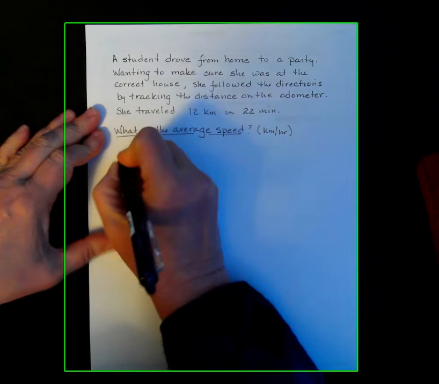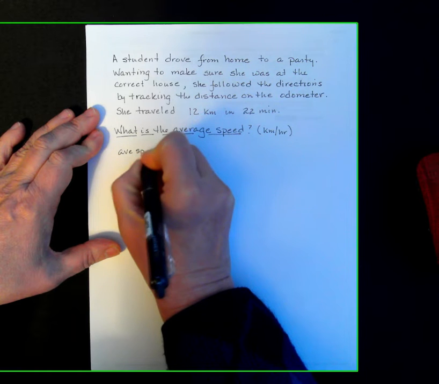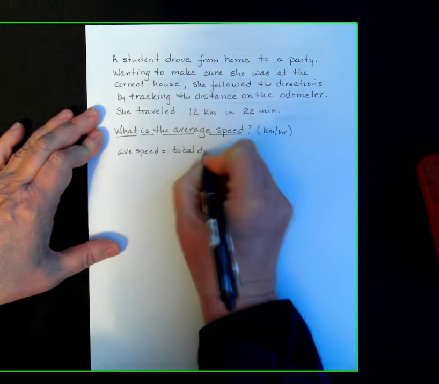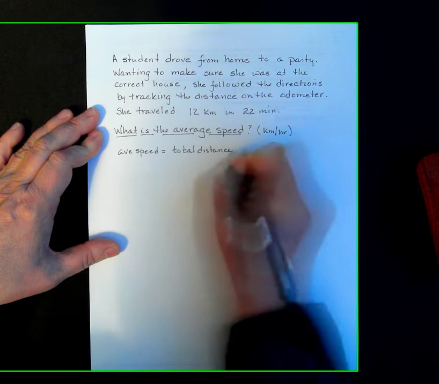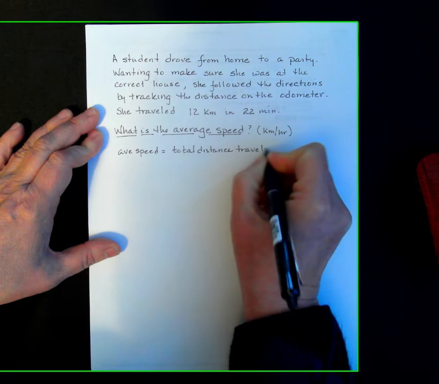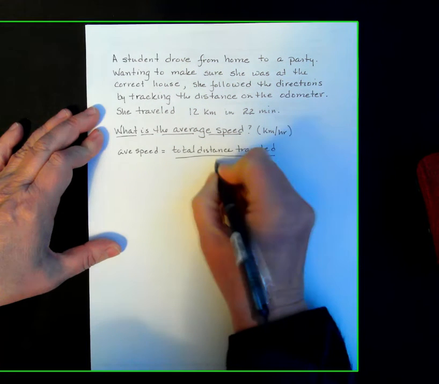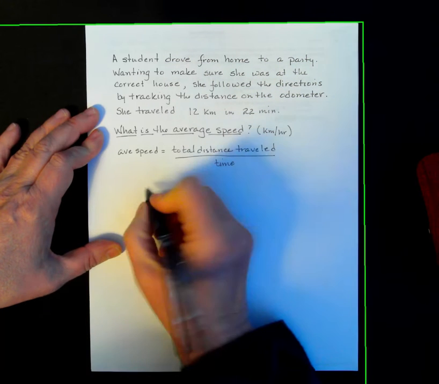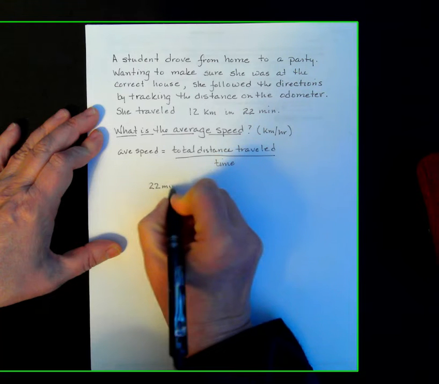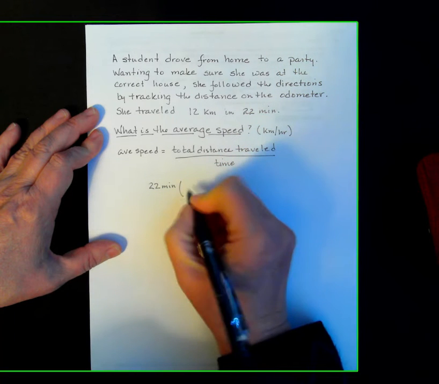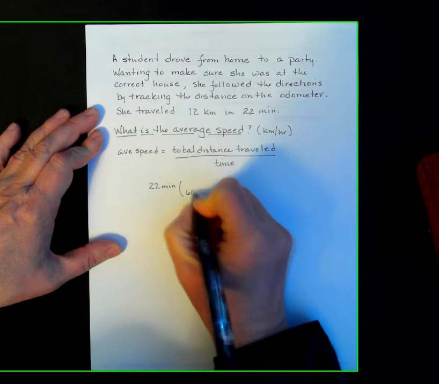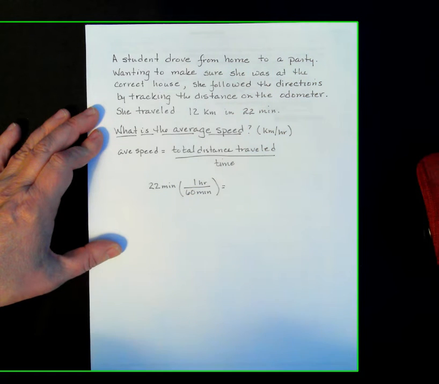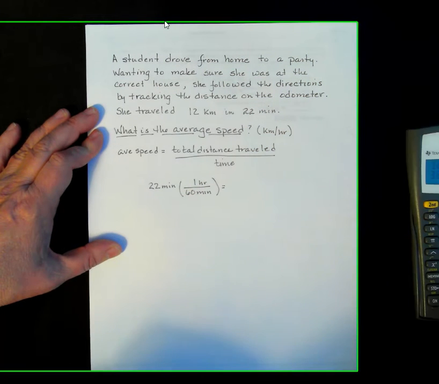Now remember, average speed is going to be the total distance traveled divided by the time. And now we want to make sure that we're in hours and we're given the problem in minutes. So we want 22 minutes and we want to convert that to hours. So there are 60 minutes to 1 hour, so that we will have that total time in hours. So we're going to do that.